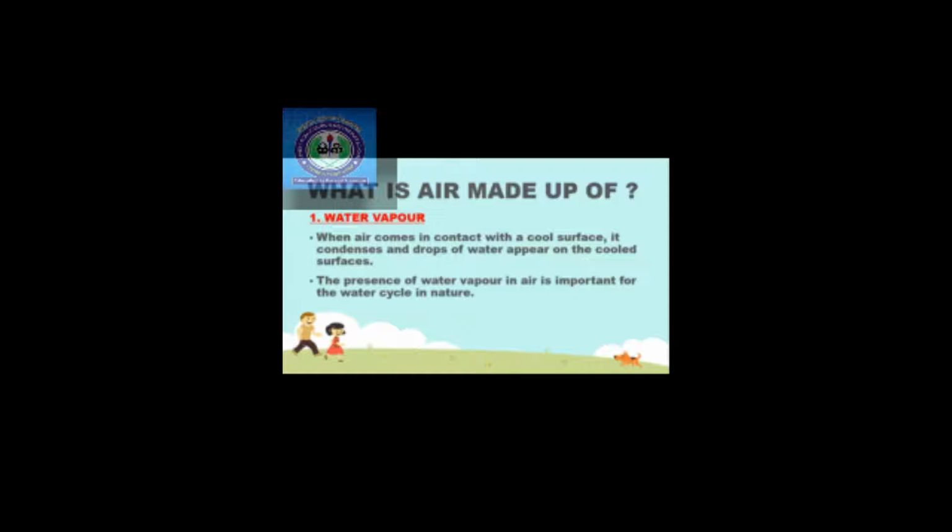The presence of water vapor in air is important for the water cycle in nature. Because of water vapor, clouds are formed. If there are no clouds, there will be no rain, and if there is no rain, the water cycle will not be complete. So water vapor is very important as it helps to circulate the water cycle in nature, and because of it the clouds are formed. They are a very important component of air.